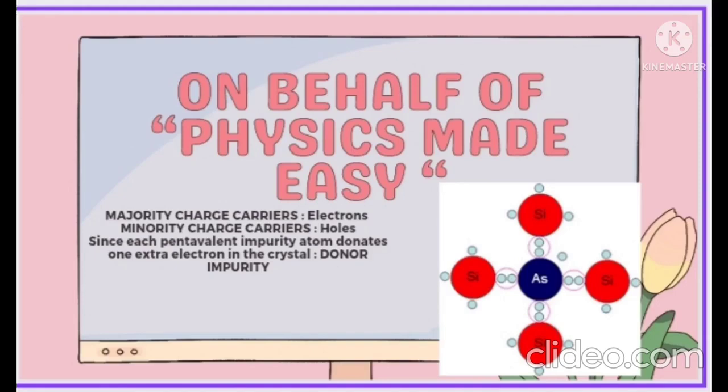Majority charge carriers in this type of semiconductor are electrons, and the minority charge carriers are holes, which are thermally generated. Thus, this type of semiconductor is called the N-type semiconductor, and this is one type of extrinsic semiconductor. Since each pentavalent impurity atom donates one extra electron to the crystal, it is known as donor impurity.